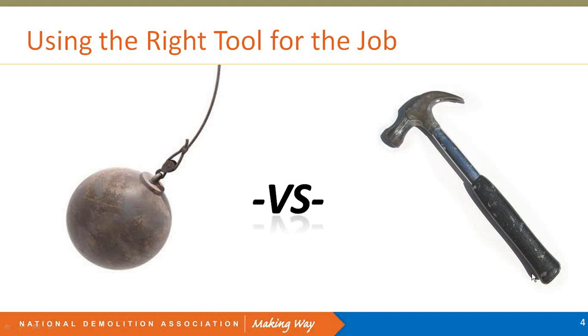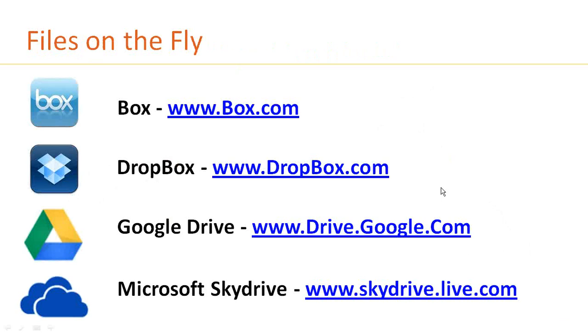One of the first things I wanted to dive into is what we call files on the fly, or file management. Some of these services you may already be familiar with, but I think these are worth touching on very briefly. These are services that basically allow you to have a single folder on your desktop as well as a folder on your phone that are always in sync, meaning that whatever files you have in this folder on your computer are going to be the same files, the same version that you have on your phone.